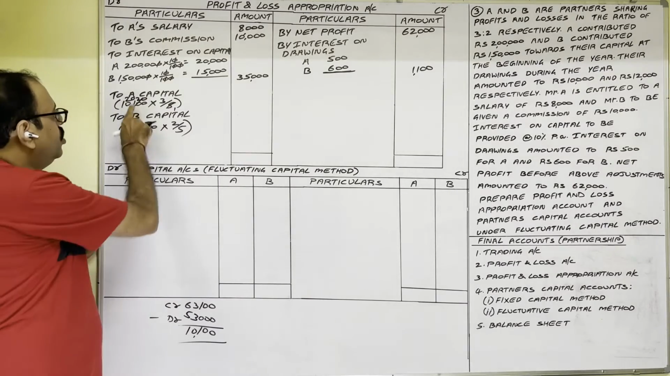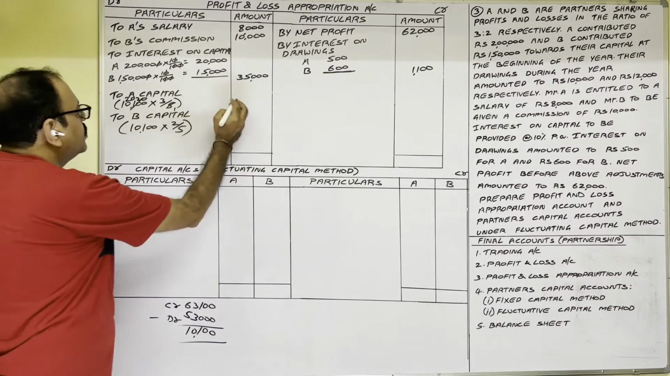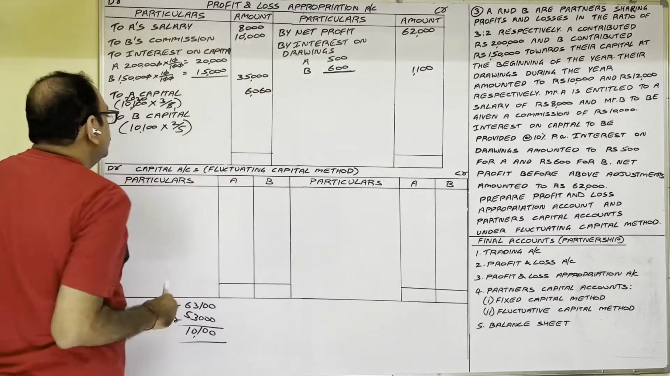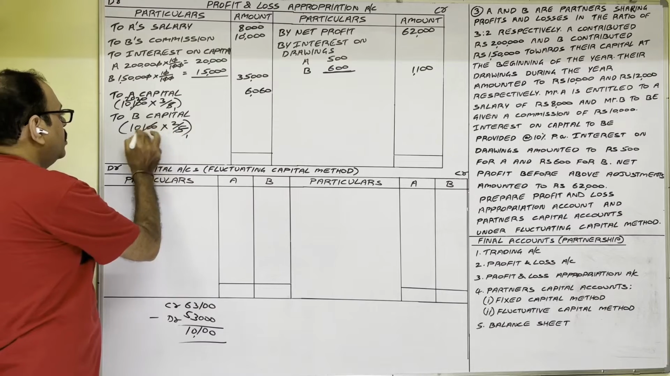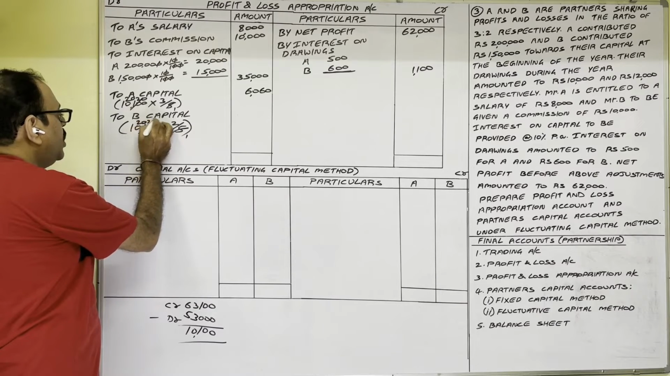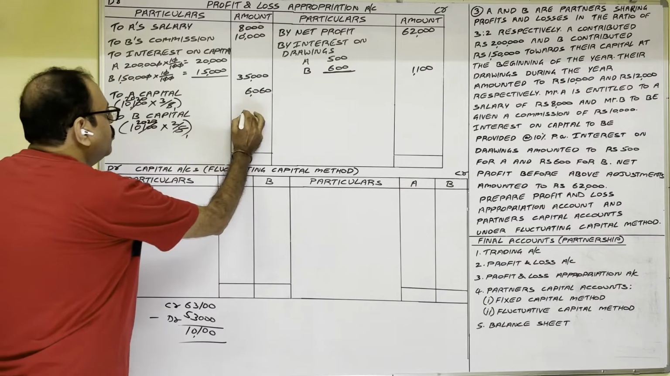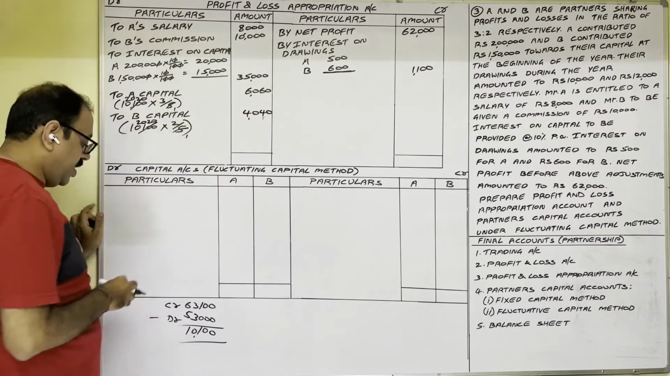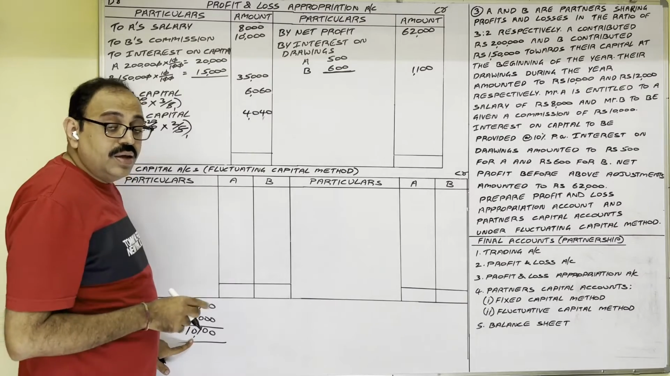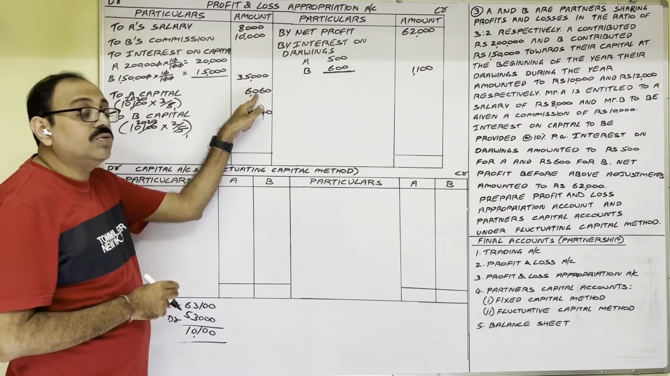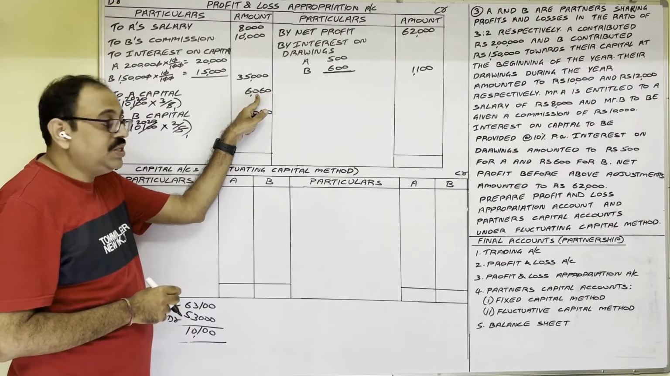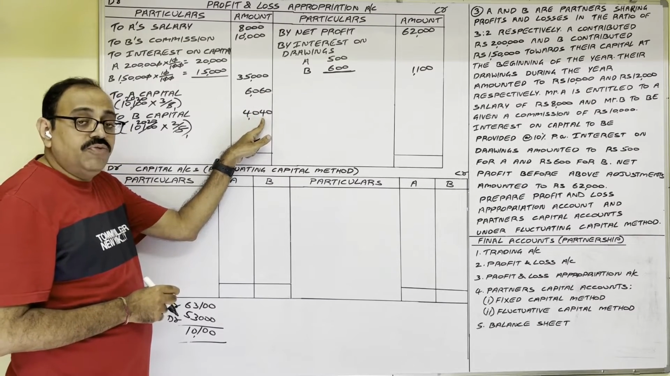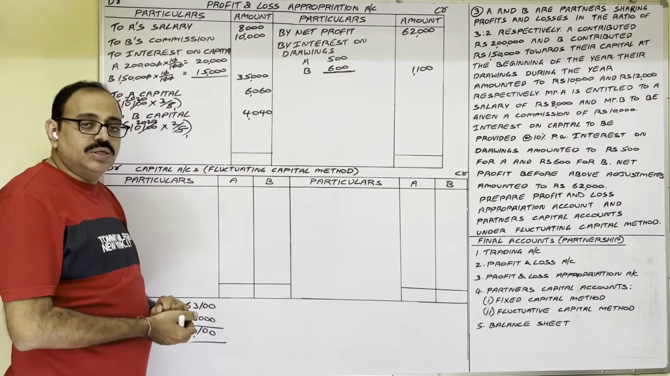2020. 2020 into 3 is 6,060. Similarly, 2020 into 2 is 4,040. In total profit 10,100. A's share is 6,060 rupees. B's share is 4,040 rupees. These two amounts we should transfer to their capital accounts.